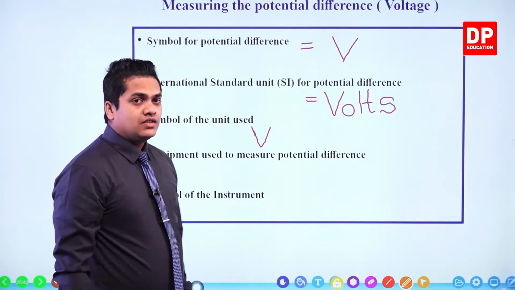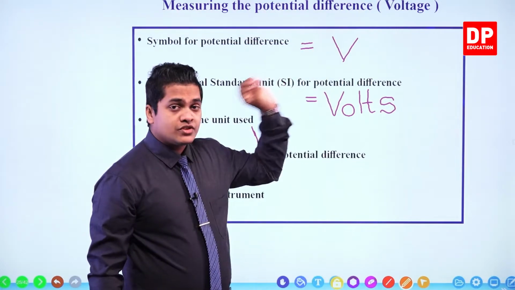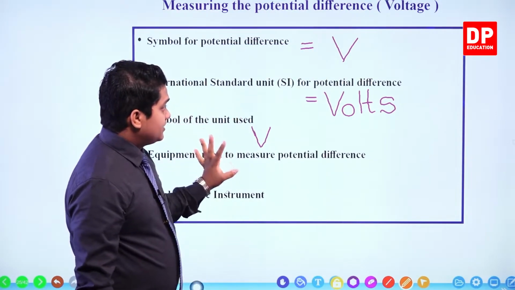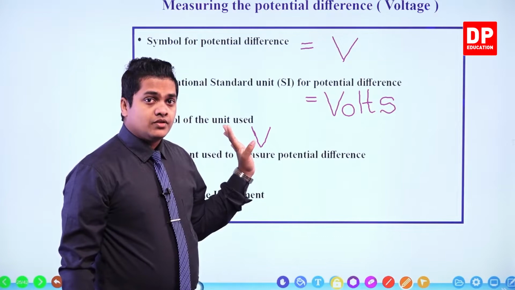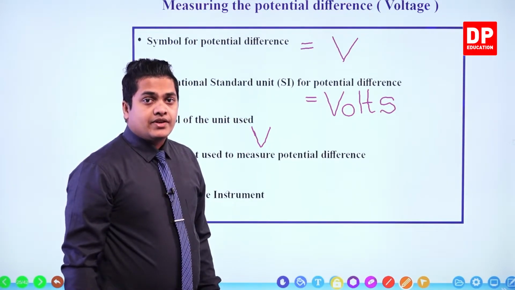Capital V. To mention the potential difference, we also use capital V, and to represent the amount of volts using the unit, in that case also we use capital V.